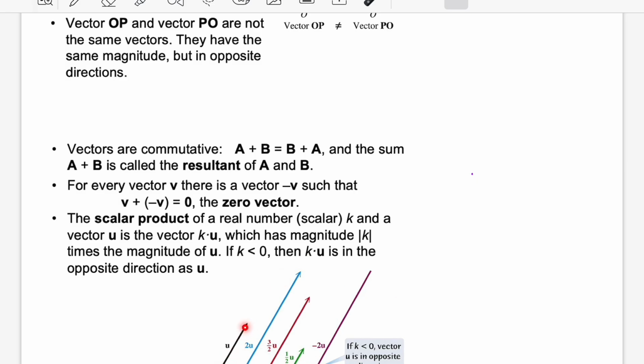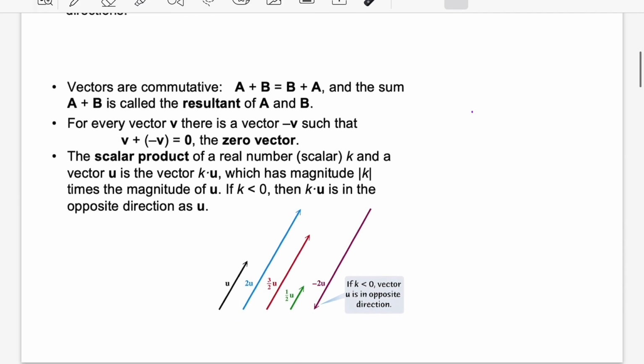If we have this vector u, then 2 times u, so in this case our scalar k is going to be 2. That's going to be double the size of this guy, double the magnitude of u. Similarly, for 3 over 2 u, this is going to be 3 halves of u. This will be 1 half of u. And in this case here, we have minus 2u. This will double the size of our original vector u, but it will also turn the vector in the opposite direction. As we can see here, k is going to be less than 0. It's going to be minus 2. So our vector u is now in the opposite direction of this guy.